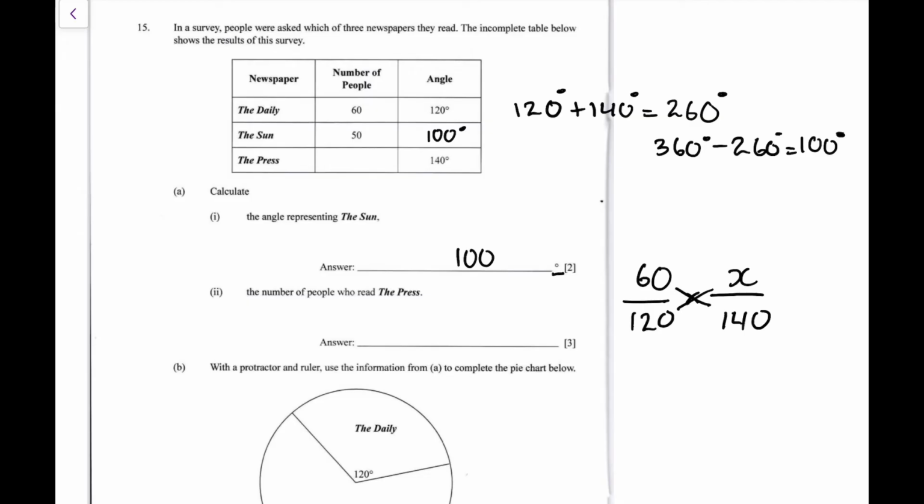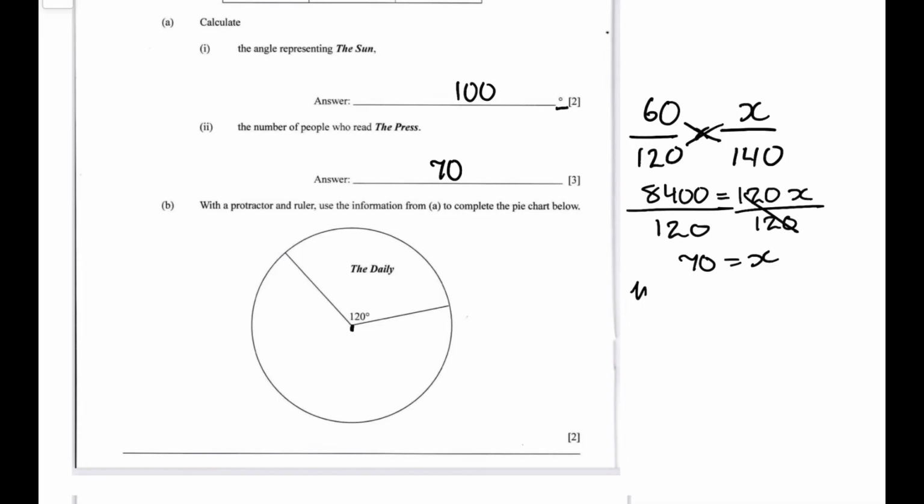So now I'm going to cross multiply, and 140 times 60 is 8400. I'm going to make that equal to 120x. So I divide by 120 on both sides. And 8400 divided by 120 is 70. So 70 is equal to x. So then the number of people who read the Press is 70. So let's move on to the next question.